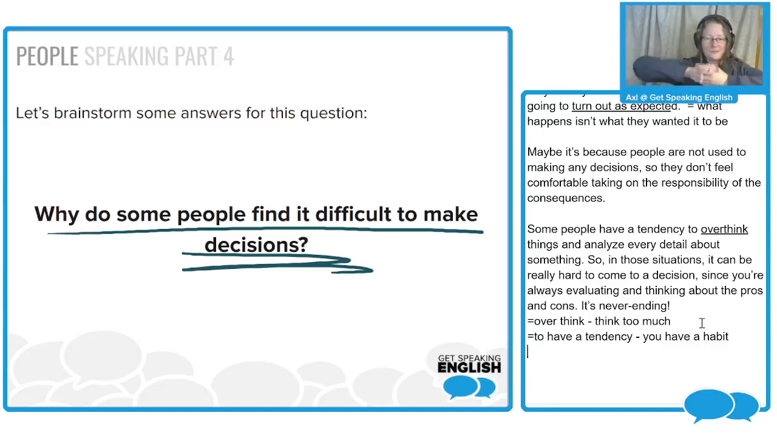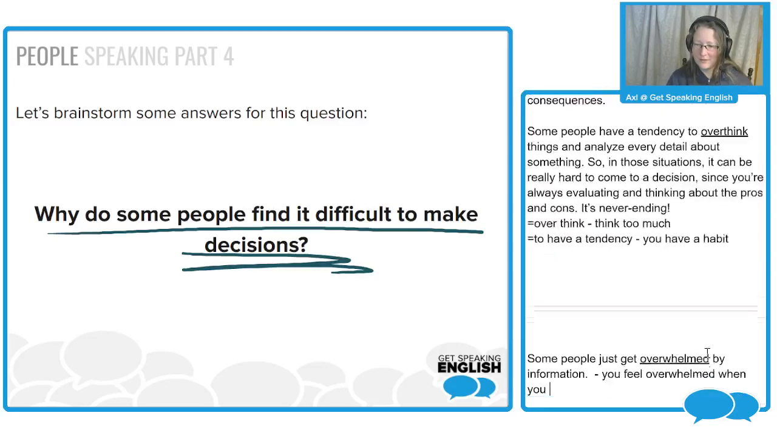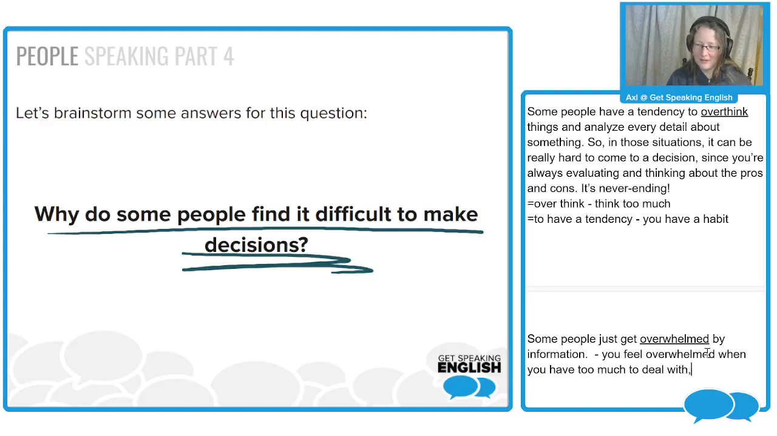Maybe some people also become overwhelmed by information, right? So if you're an overthinker, it's really easy to have too many options in front of you, and then you feel overwhelmed. There's so much and you can't really deal with it. So you feel overwhelmed when you have too much to deal with, and it's hard to cope with, right? So it's a bad feeling.